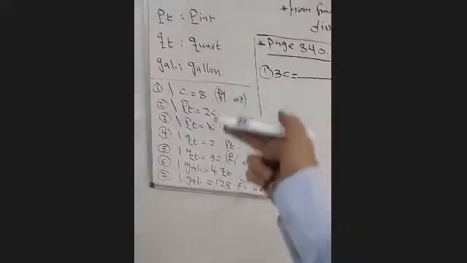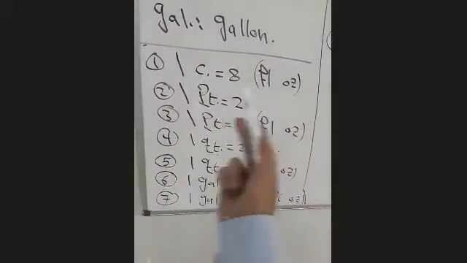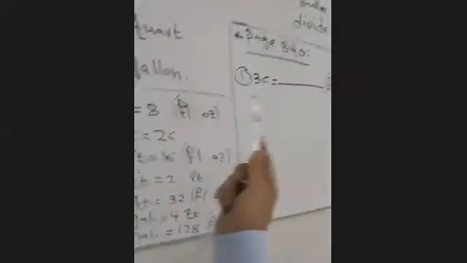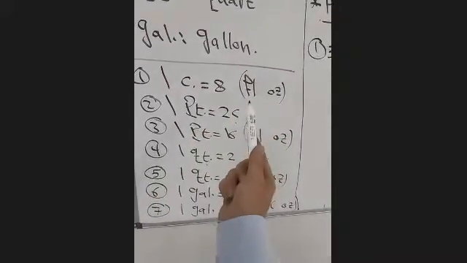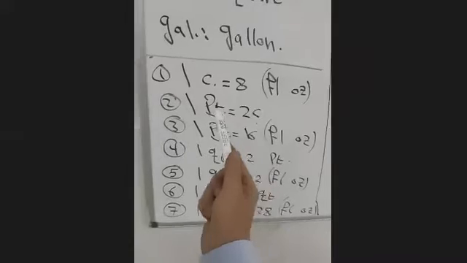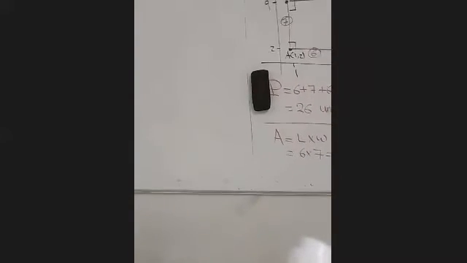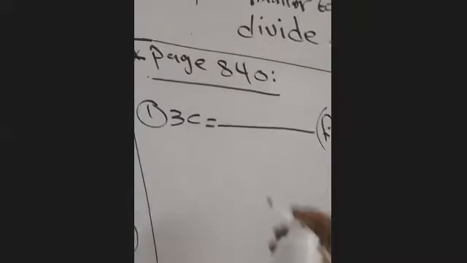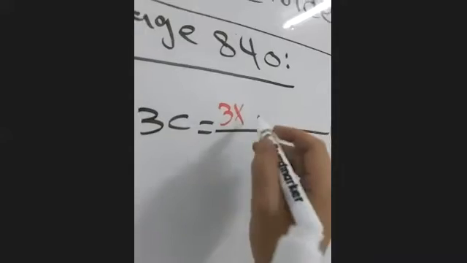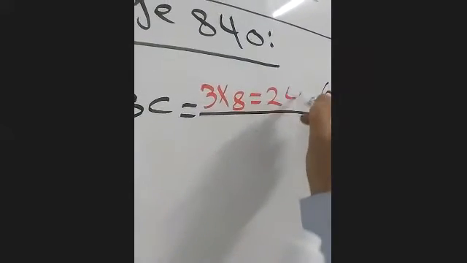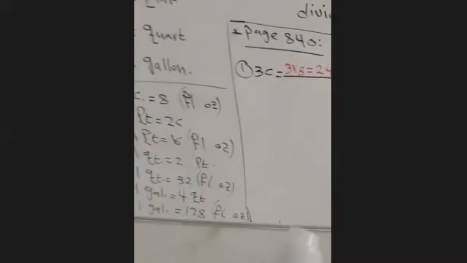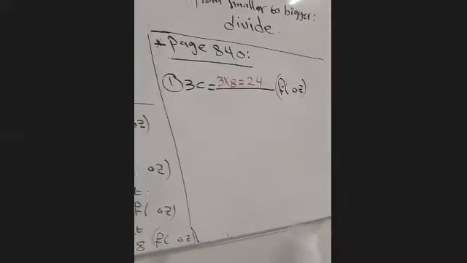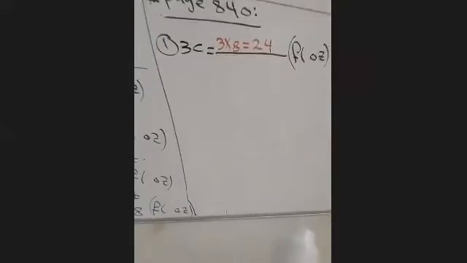Now, I will search about the formula between the cup and the fluid ounce. The first one, I want to turn from cup to fluid ounce. From bigger to smaller, I multiply by 8. So here to find how many fluid ounces in 3 cups, we will multiply by 8. So 3 multiplied by 8 equals 24. If each 1 cup holds 8 fluid ounces, 3 cups will hold 24 fluid ounces.